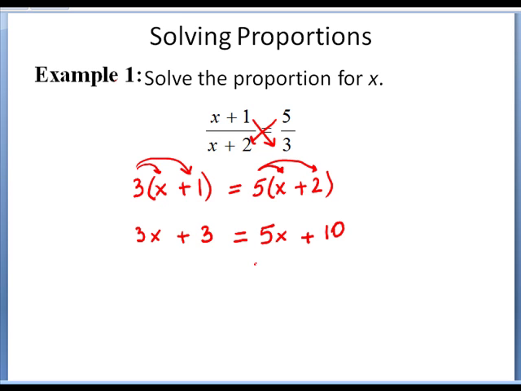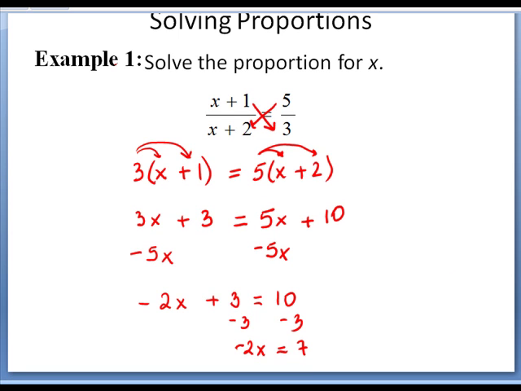Let's solve for x by subtracting 5x from both sides. So I have minus 2x plus 3 equal to 10. Now I subtract 3 from both sides. So I have minus 2x equal to 7. I divide by minus 2. So x equals minus 7 over 2.